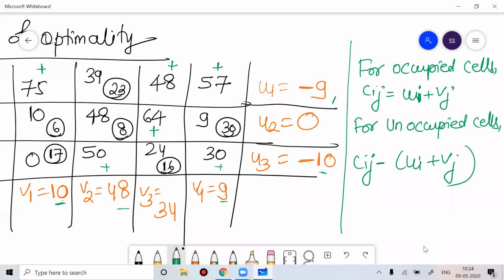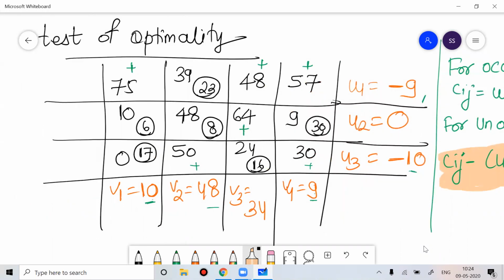For the occupied cells, the idea was to find the values of U1, U2, U3, V1, V2, V3, like before, all the values. When that is done, you check for all unoccupied cells and see if Cij minus (Ui plus Vj) is positive or not. Here I got positive, which means the solution is optimal. So if the solution is optimal, now you can see the values of allocation.